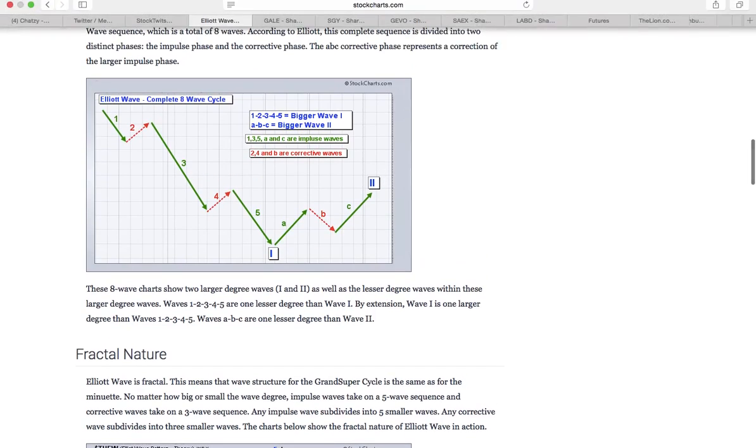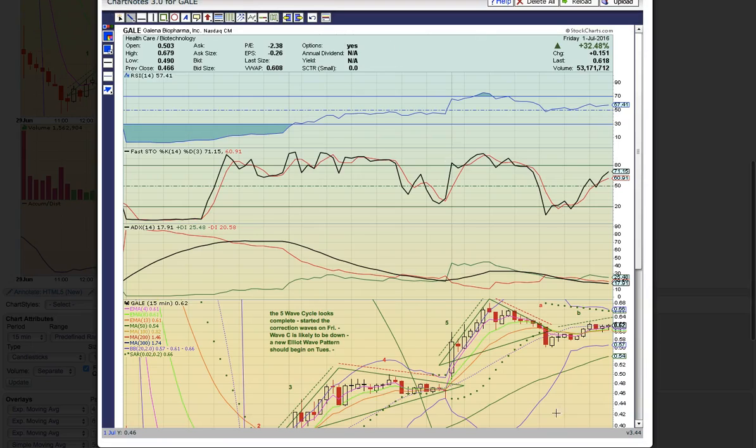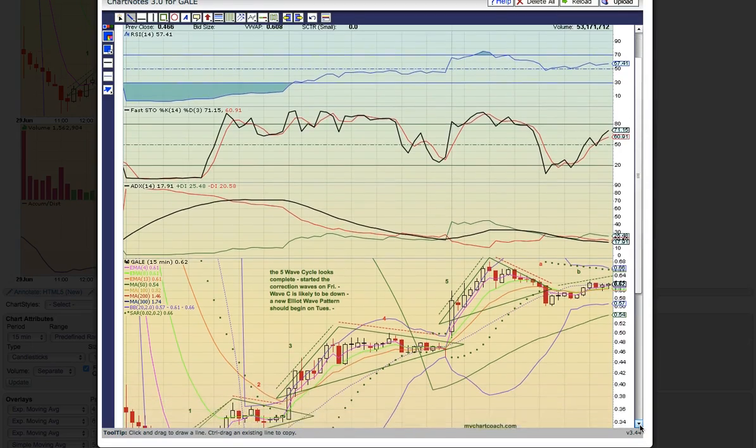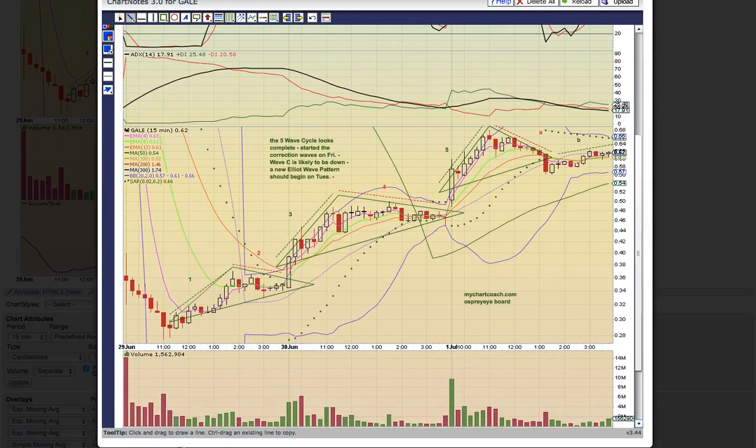Okay, so let's take a look at GALE here. GALE had a five-wave cycle complete here. It's 1, 2, 3, 4, 5, and then A, B on Friday, and so C will likely be down. That's what I'm predicting here if I charted this correctly. So be looking for a down wave to start the day for GALE. As you can see here, these triangles formed in between.